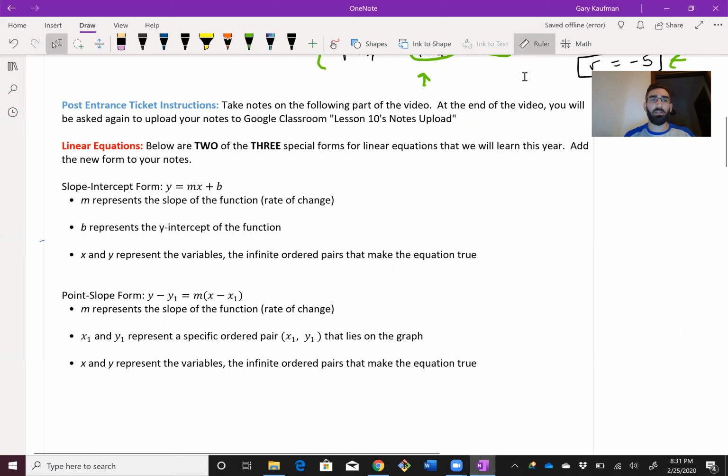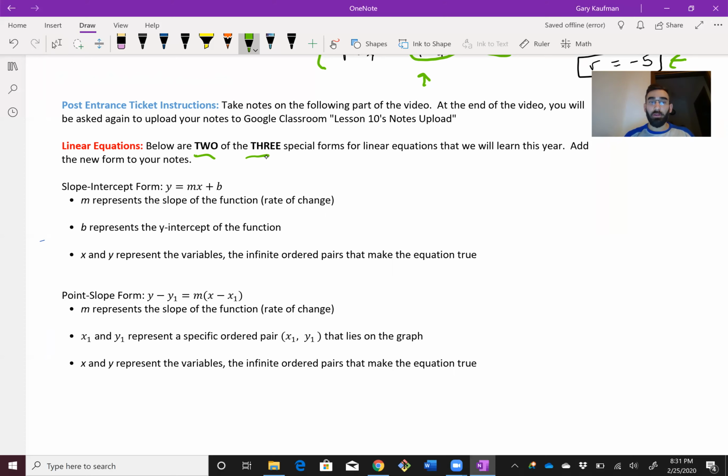So here's what we're going to be doing post-entrance ticket. Make sure you take notes on the following parts of the video, because at the end, I'm asking you to upload this as well into Lesson 10's notes upload. So below are 2 of the 3 special forms. We've learned one, slope-intercept, and now we're learning point-slope.